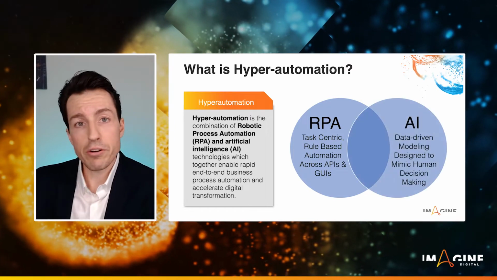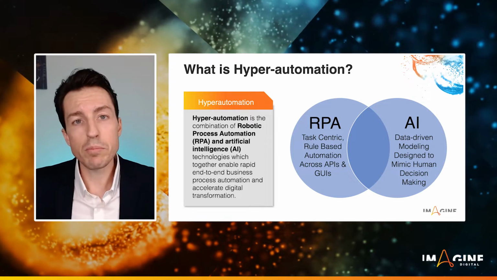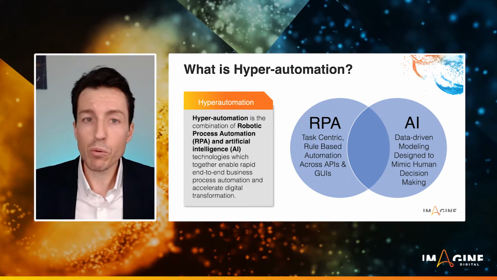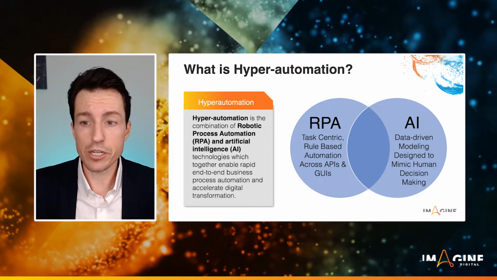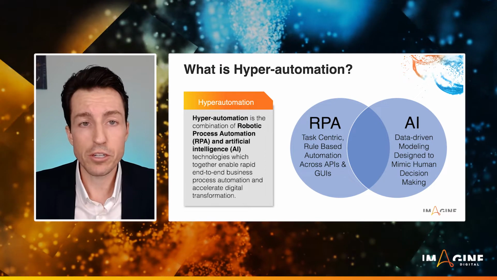Now, on the other side of our Venn diagram, we have artificial intelligence. And really a subset of artificial intelligence is machine learning. And specifically, we want to talk about and define machine learning as data-driven modeling designed to mimic human decision-making.